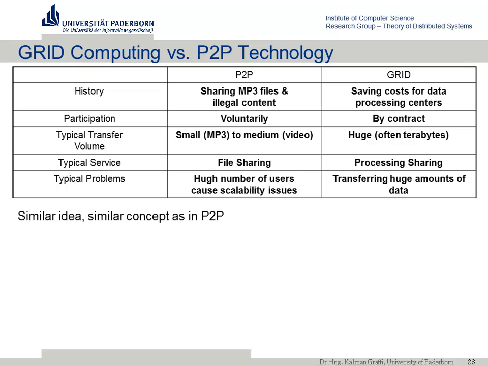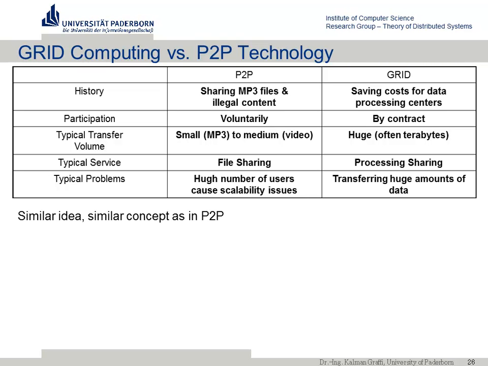Okay, then we have the term grid computing. That was something that also came up around 2000. There were some large initiatives, and probably you have heard of it. So what's the difference? On the P2P side, let's go through it. We had typically illegal MP3 file sharing, voluntary participation, small files, and a high number of users.